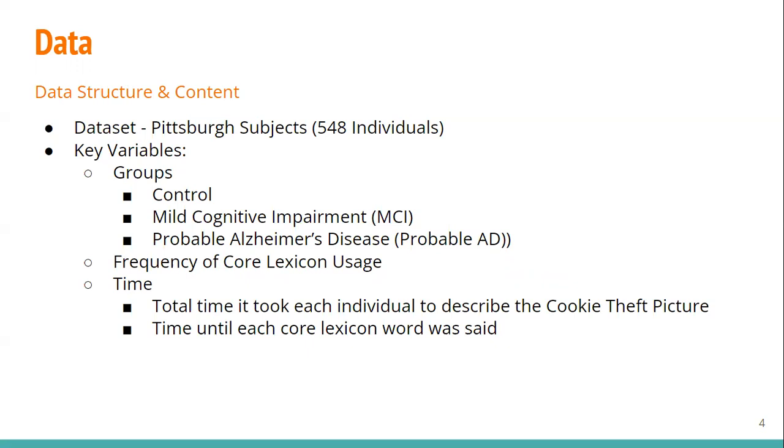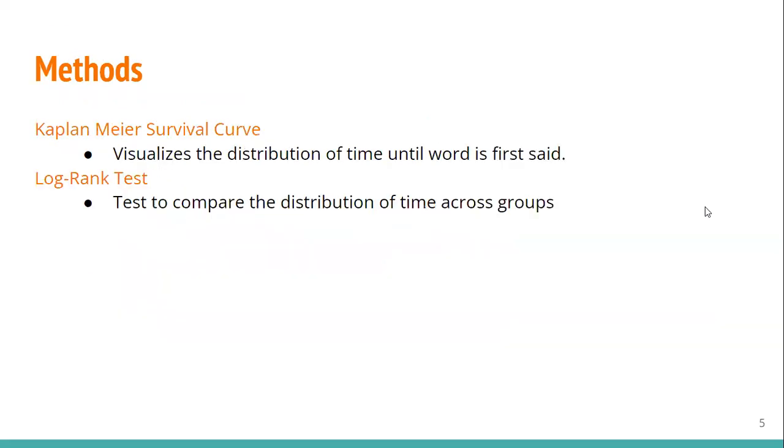Other key variables included the frequency of the core lexicon usage, the total time it took each individual to describe the cookie theft picture, and the time until each core lexicon word was said. And in our methods, we utilized the Kaplan-Meier survival curve, which visualizes the distribution of time until a word was first said. And to determine if these distributions were statistically significant, we performed a log rank test, which compares this distribution and ensures that it was not just due to chance.